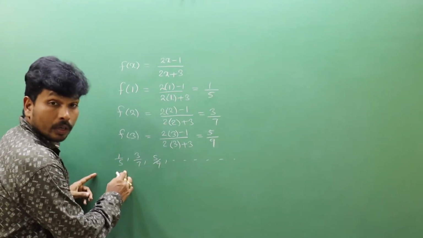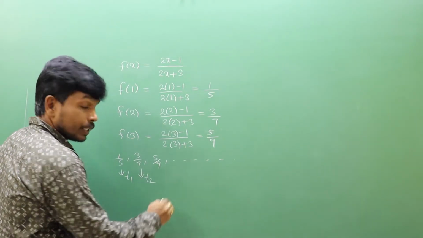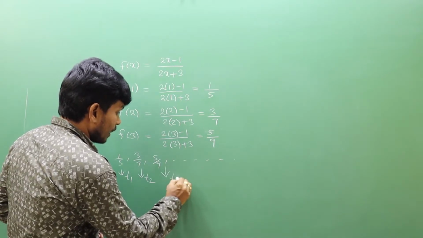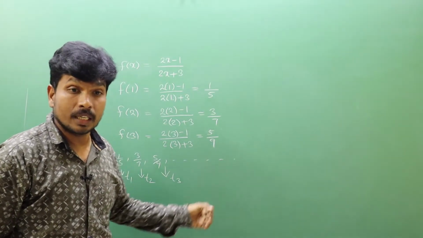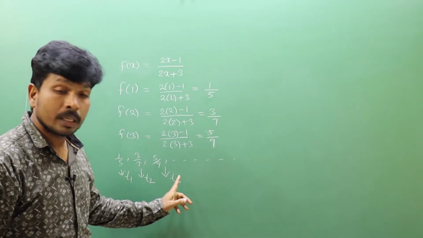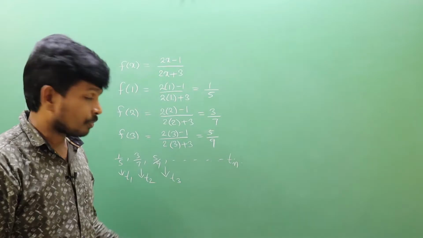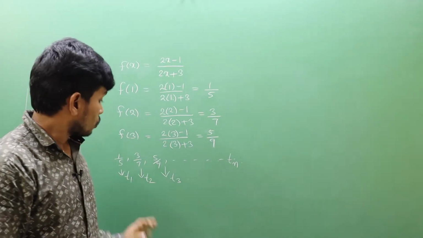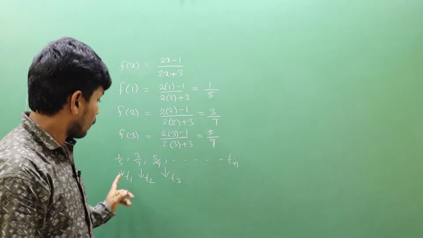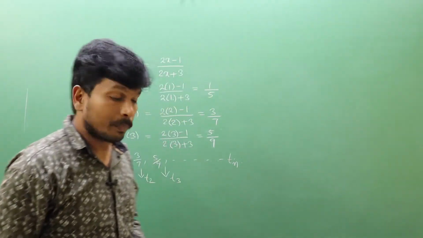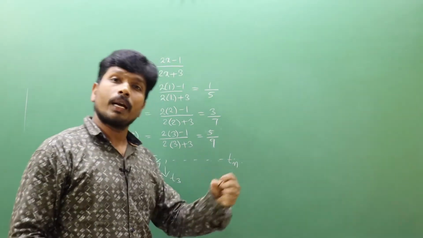This term is denoted by T1 because it is the first term, this term is denoted by T2, and this term is denoted by T3, and so on. T1, T2, T3 are called terms in a sequence. It is the first term, the second term, the third term, and the general term is the nth term, Tn. So T1, T2, T3, and so on, Tn are generally how the terms are represented. Otherwise, you can represent them as A1, A2, A3, A4, and so on, An. Like that also you can represent.